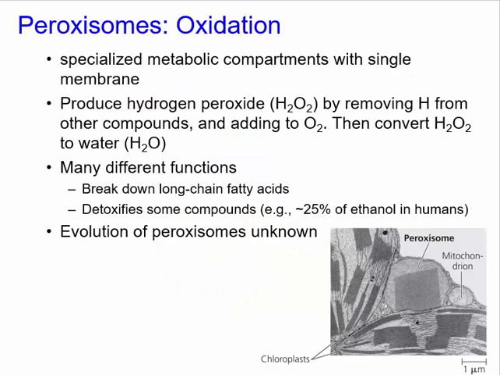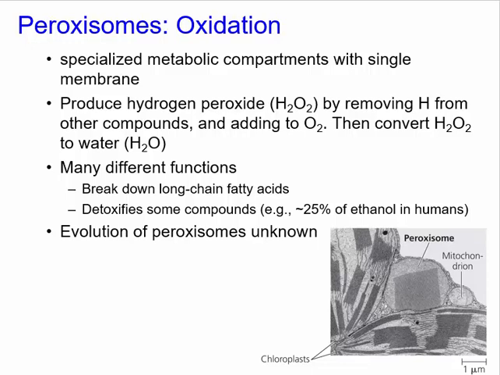Another organelle that's related to metabolism is called a peroxisome. And these are associated with oxidation. They have many functions, so they are important for breaking down long-chain fatty acids. So again, we're thinking from a metabolic perspective, breaking down fats, right? So that's important. They are important in detoxification.